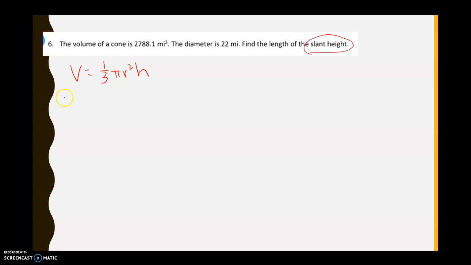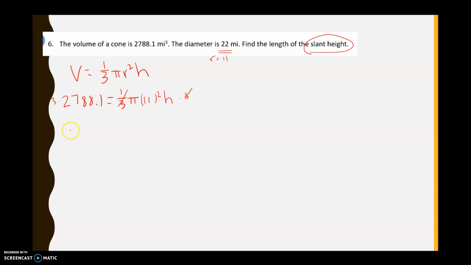They were telling me my volume is 2,788.1. That's going to be equal to 1/3 pi r squared times h. Well, if my diameter is 22, that means my r has to be 11, so it's going to be 11 squared, and I need to figure out what my h is. Okay, I'm going to multiply both sides by 3. So times this guy by 3, so this will go away, and then times this guy by 3.